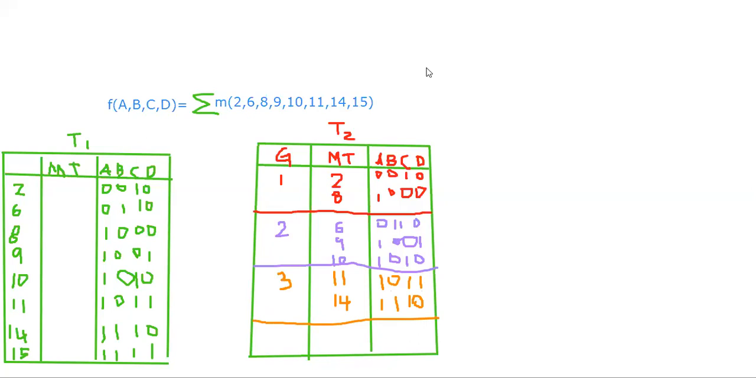And the last group, which contains 4 ones, that is 15, 1, 1, 1 and 1. So this is table 2. Did you get it? Yes, sir.